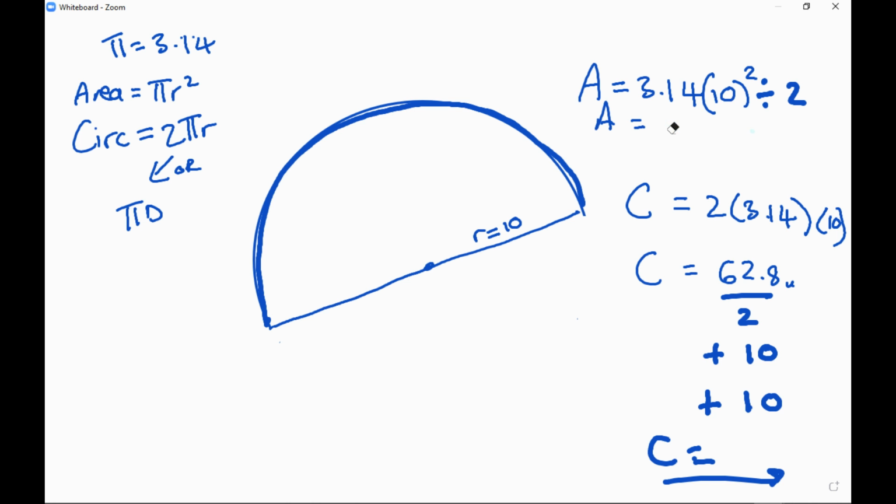I have a new answer for the area as well. I'll grab my calculator and I go 3.14 times 100 is 314 divided by 2. 314 divided by 2 is 157. So this will be 157 units squared. And this one here is 62.8 divided by 2, which is 31.4, plus 10 plus 10, and that gets you 51.4.